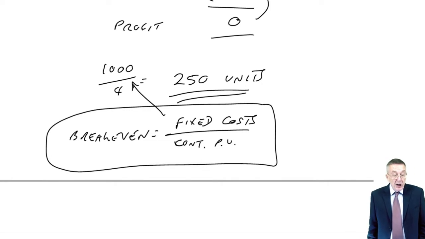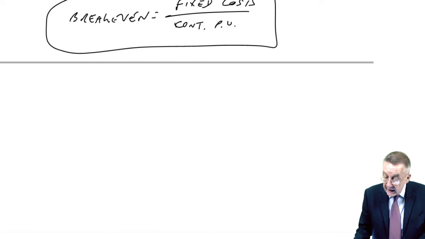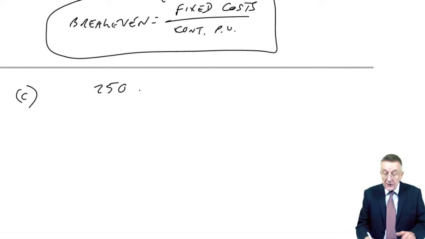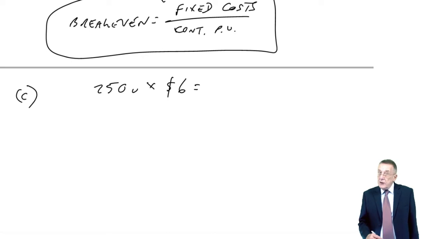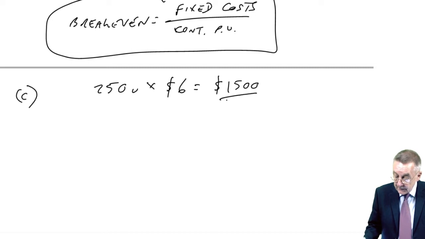What is the break-even revenue? Well, that's easy here, surely. We know that we need to sell 250 units, which we just worked out as break-even. We know the selling price is $6 a unit. So the revenue we need to break even is $1,500.